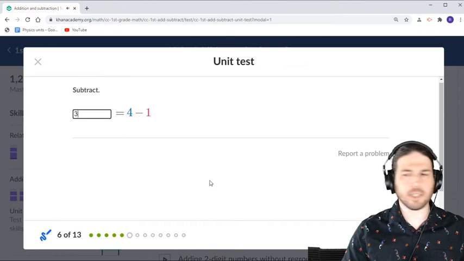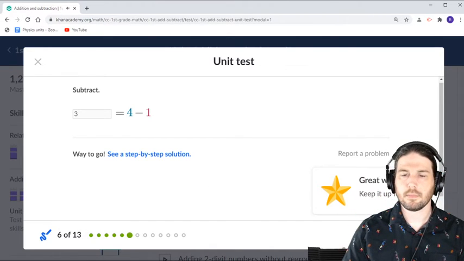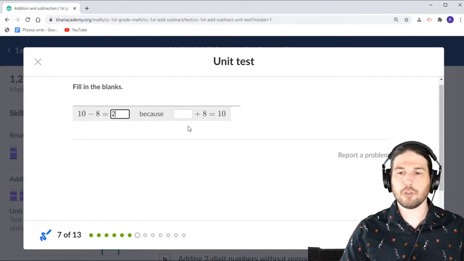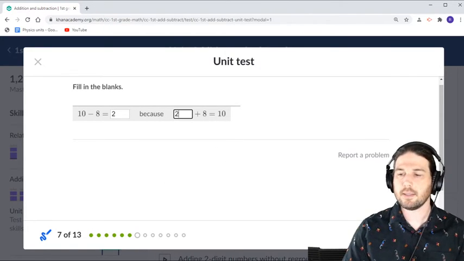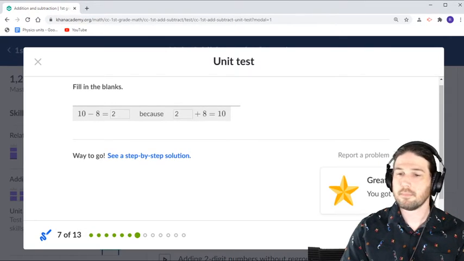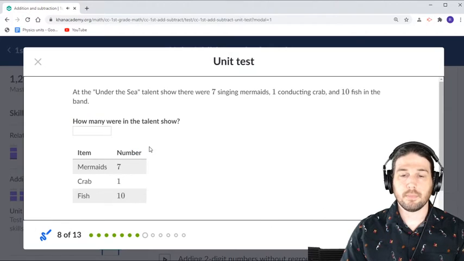Subtract. 4 minus 1 is 3. Easy peasy. That was a callback to kindergarten. 10 minus 8 is 2, because 2 plus 8 is 10. Again, very important to note that those two are equivalent expressions. They mean the same thing. And in math, that means they are the same thing.